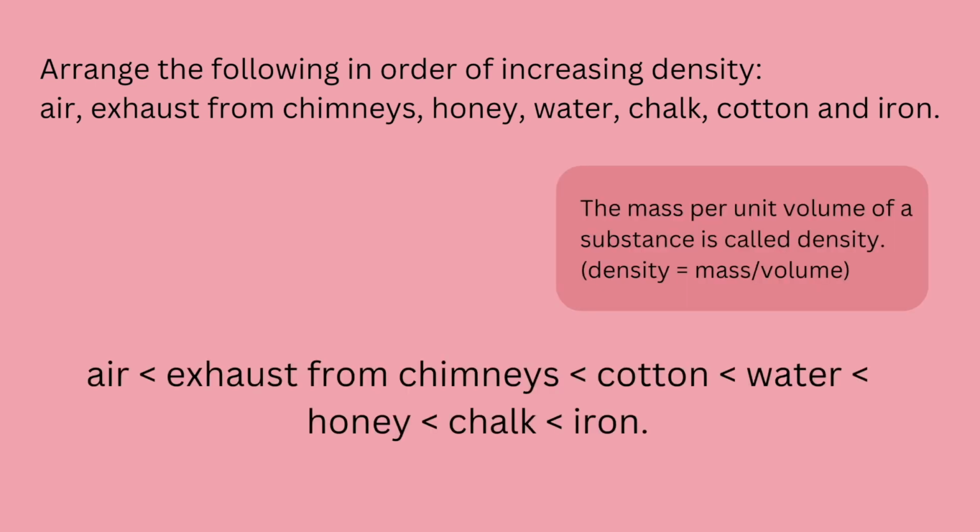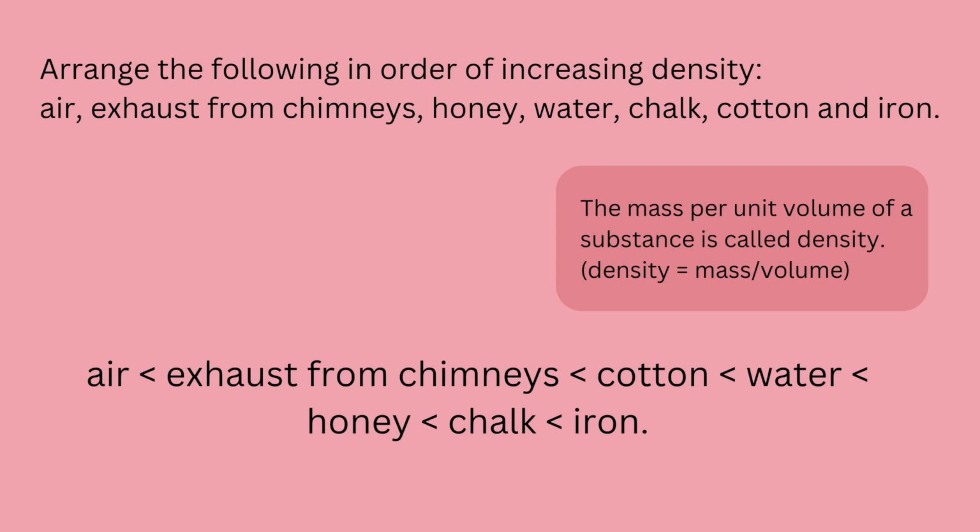Out of all these things, air has the least density here. The next thing is exhaust from chimneys. Why does exhaust from chimneys have higher density? Because it has toxic chemicals. This is not the actual composition of air, it has some waste in it, so it has higher density when compared to air. And then comes cotton. And then we have water and honey.